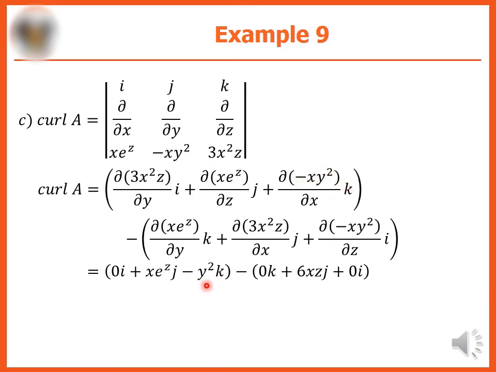So this one minus, with respect to y, these are all constants, so we have 0k, plus with respect to x, the derivative of x squared is 2x. So we have 6xz times j. And then for this term, with respect to z, these are constants, so we have 0i. Subtracting these two terms, we now have the simplified form. So that's x times e raised to z minus 6z times j minus y squared k.